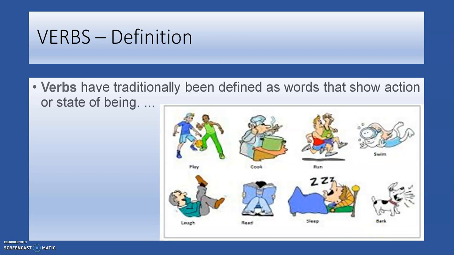Verbs can also be a state of being, such as, if I tell you the example, I am a teacher. So here "am" is the verb which is telling my profession, that of being a teacher.